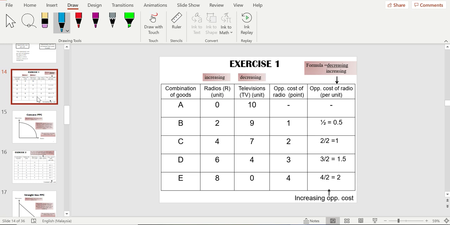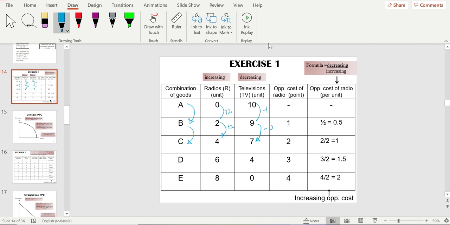Tapi saya nak tunjuk macam ni je lah. Senang dia kat sini. Kalau you tengok kat sini kan. Untuk exercise 1 ni. A, B, C, D, E. Alright. So dia ada radio and TV. Alright. So if you are moving from point A to B here, meaning that kita tengah add 2 radio. What happened to the TV? TV akan berkurang daripada 10 jadi 9. Kita kena foregone 1 TV. Kita move lagi daripada point B to C, mean that kita nak tambah lagi 2 radio. What happened to the TV? TV akan berkurang daripada 9 ke 7.